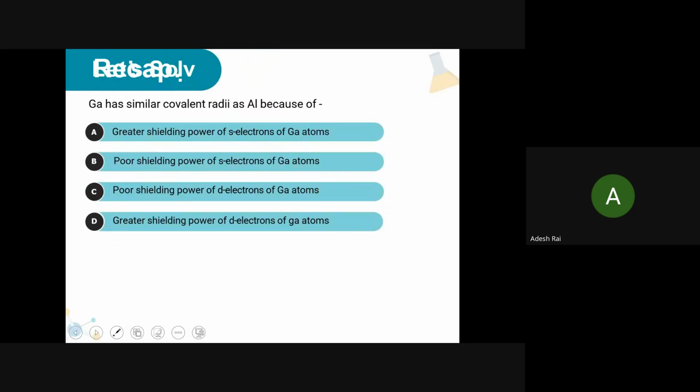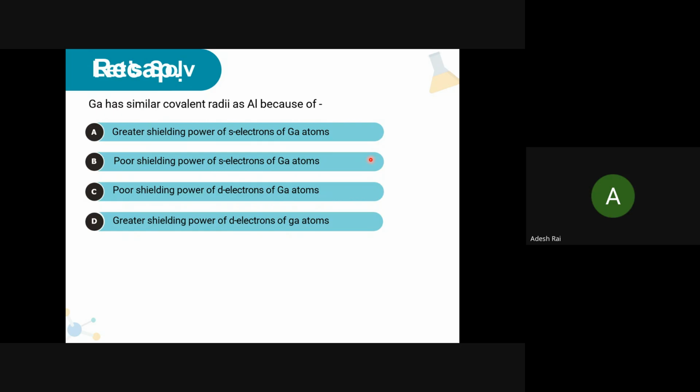Now, a question came. Gallium has similar covalent radii as aluminum because the atomic radius is almost the same. What is the reason behind that? Which option is correct? Is the slide visible to everyone? Is it moving or not? What could be the reason?